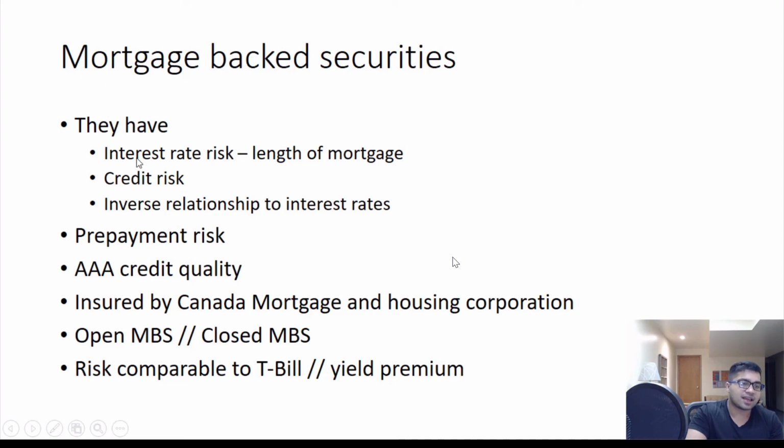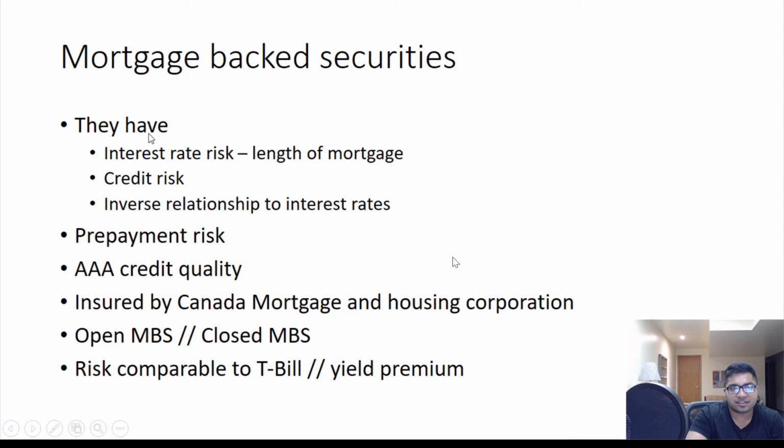So MBS have interest rate risk. So when interest rate changes, the length of mortgage changes. So that may induce some risk into it. Also, when interest rate changes, prepayment happens. So whenever interest rates are low, there is a higher possibility of prepayment. Then there is credit risk and there is an inverse relationship to interest rate. So when interest rates are high, MBS fall in value. When interest rates go down, MBS go up in value.